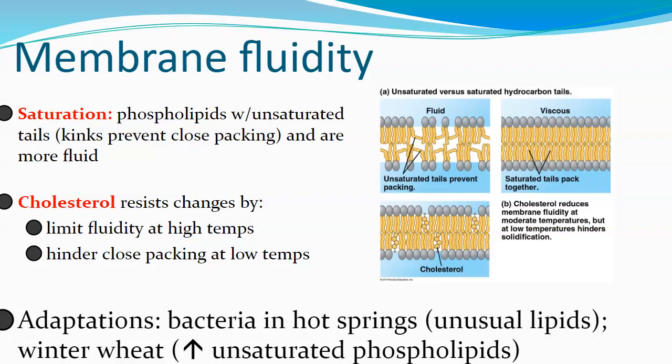So in terms of life adaptation, bacteria that live in crazy hot springs have unusual lipids. For example, they might have a ton of cholesterol in their membrane. Other species, like winter wheat, are able to survive in cold temperatures. They actually have an increase in unsaturated phospholipids as an evolutionary adaptation so that they can have a higher fluidity in those cold temperatures.